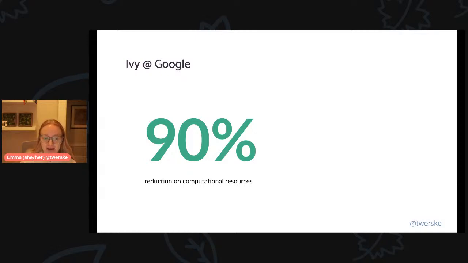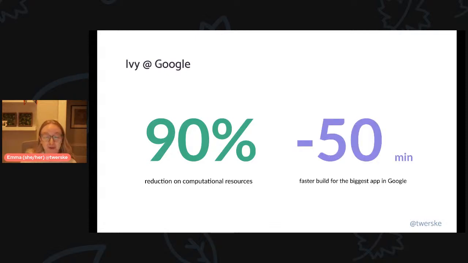So if you're familiar, Ivy came out in version 9 a few years ago, and we have since been working on that full migration. And with that, again, a 90% reduction in computational resources and a 50-minute decrease in build time. So for the largest application at Google, that was a 50-minute decrease, which I believe one of the team members quoted is equivalent to about 3 developers on their team's entire year-long work. So we essentially just freed up 3 whole developers for those teams to work on better things, right?